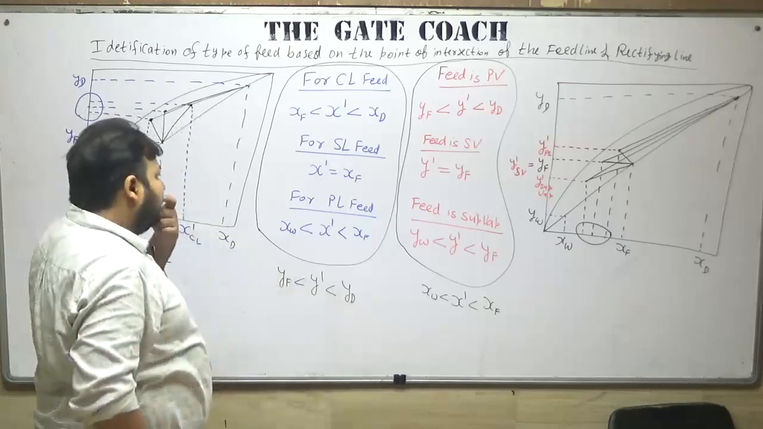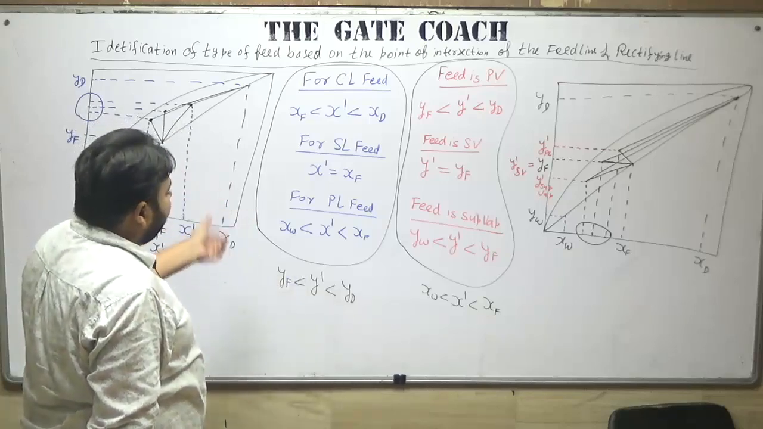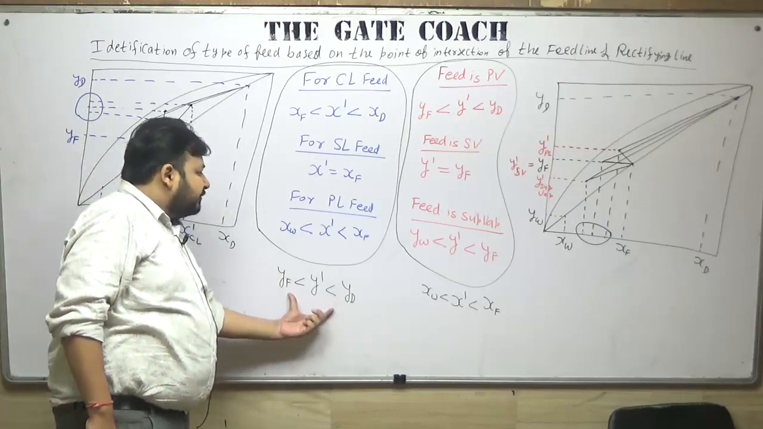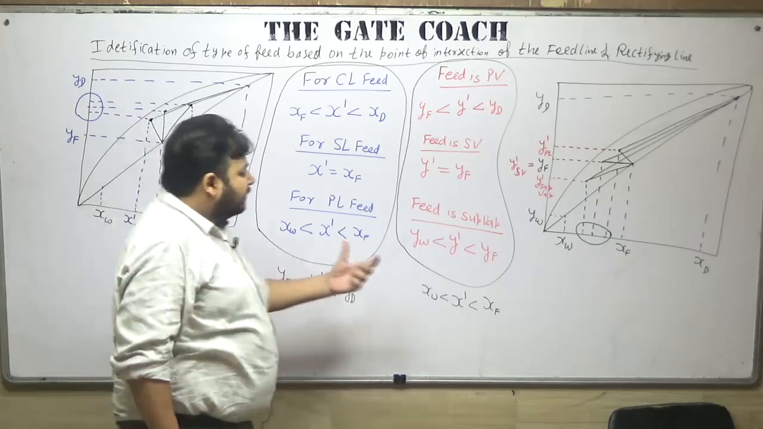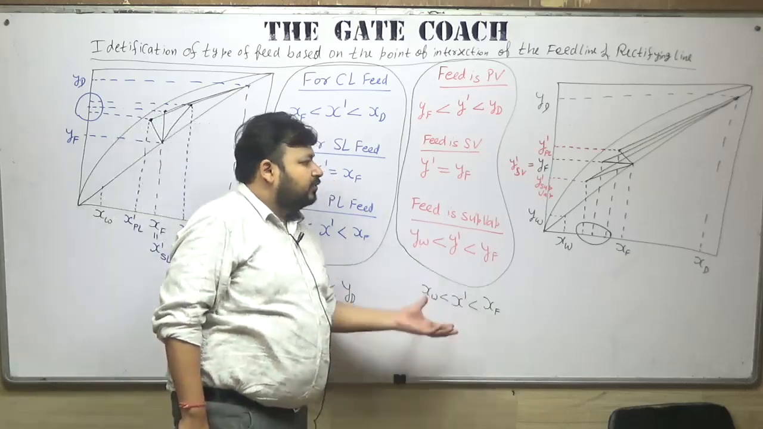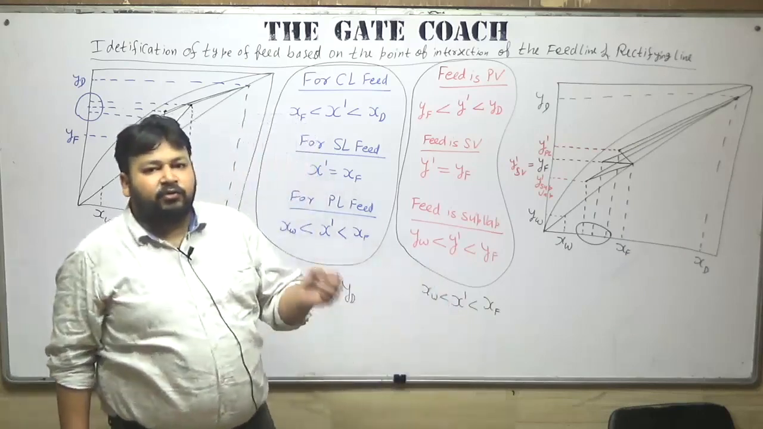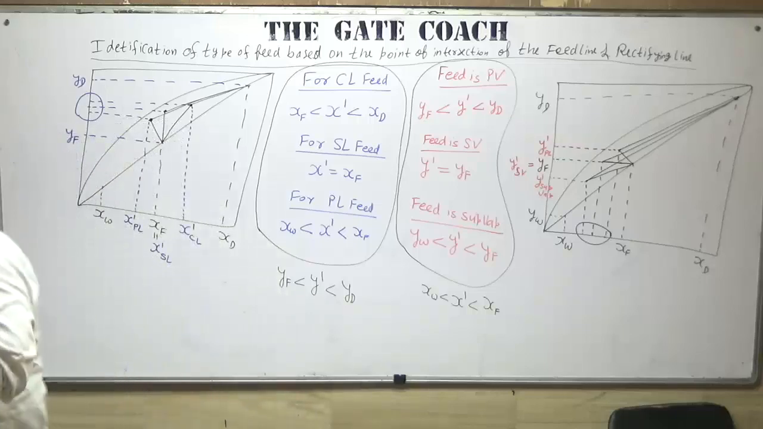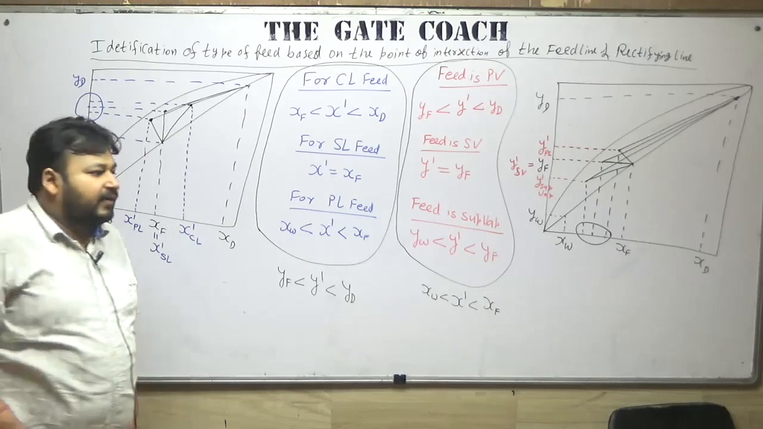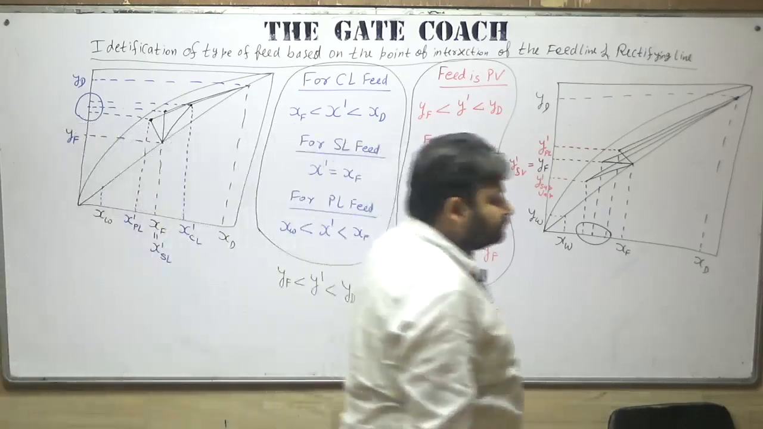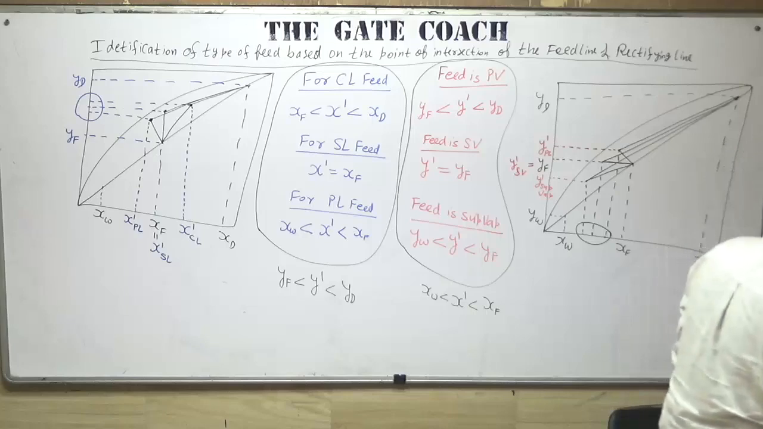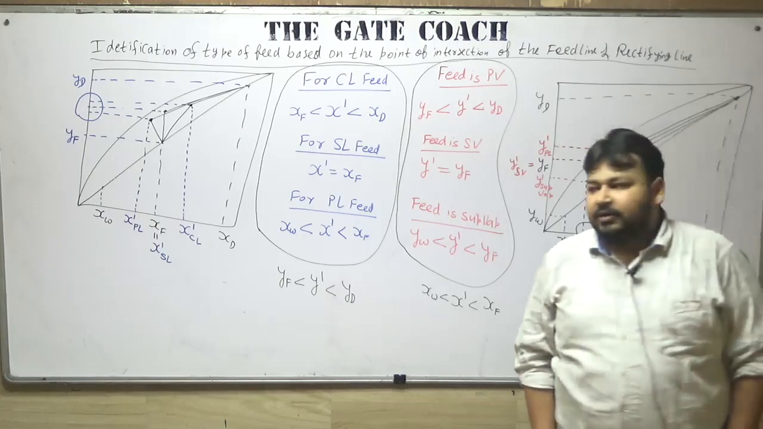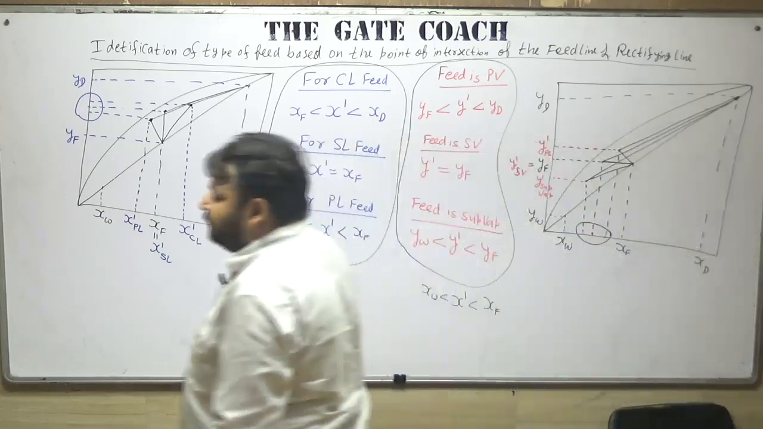So that means not only do we check x but also we check y. So if the y coordinate is lying between these two, we will check for x also. Or if the x coordinate is lying between these two, we'll check for y also. So checking y as well as x will give us the identification of the feed type. So this is how we can identify the type of feed. So that is the topic in front of you. If you have any doubt, you can ask. It is related to the identification of the type of feed.